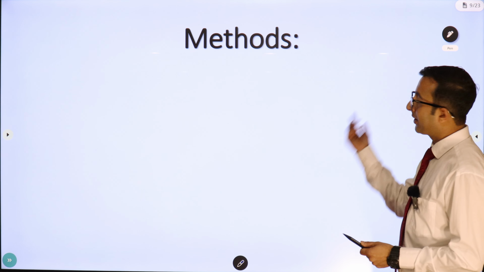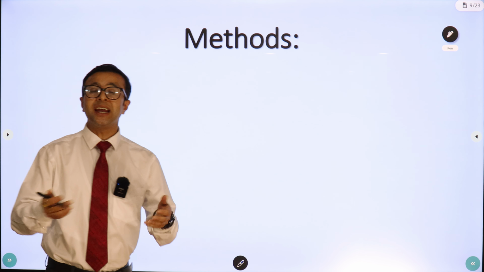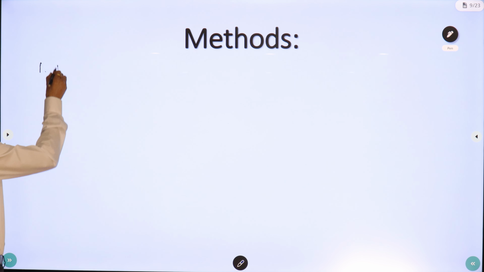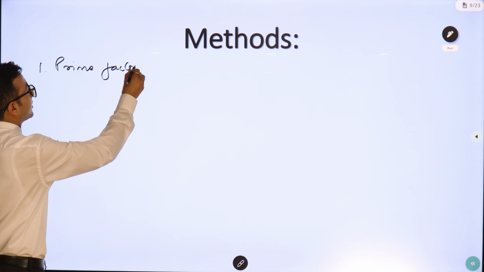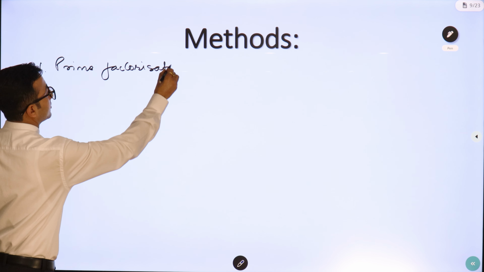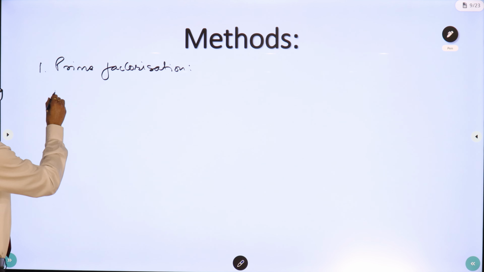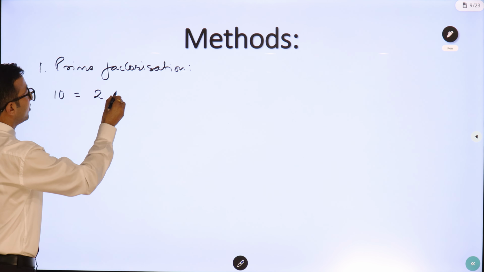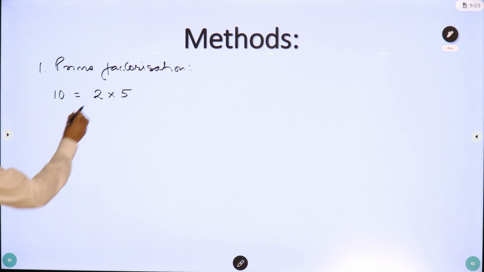Now next we will see the methods. What are the methods that we can use to find the LCM and HCF? So first method is prime factorization. So we'll take the same example. 10 can be written as 2 into 5. Prime factors.